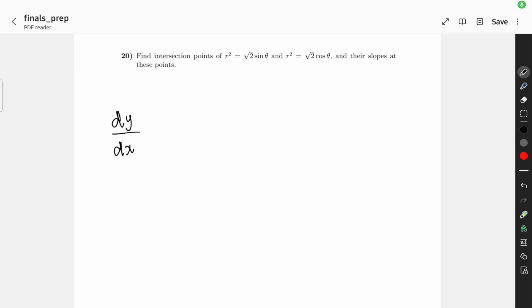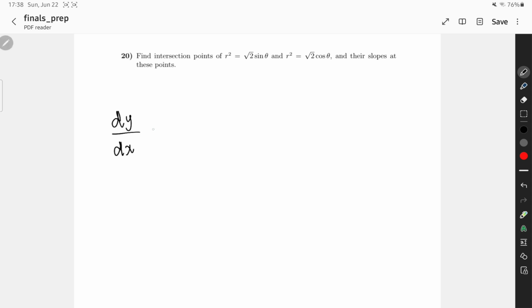In this question we have to find the slope of this polar curve at the intersection points. We cannot understand the slope directly from the polar coordinates, because a derivative of r with respect to theta would not necessarily mean the same thing as we expect. So we want dy by dx, but how do we get there? We can get there simply by using the chain rule.